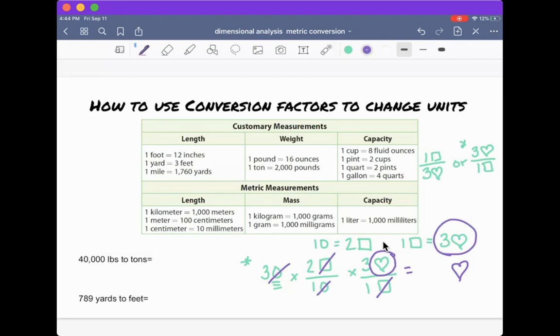The last thing we would do to solve this problem is to carry out the math functions with the numbers. When you move across, remember this is just like multiplying fractions.